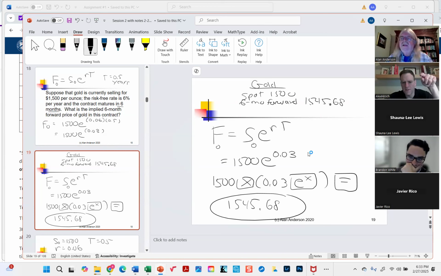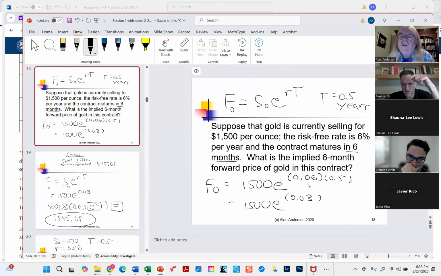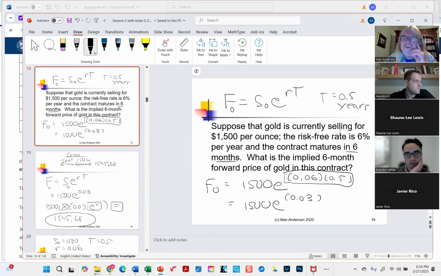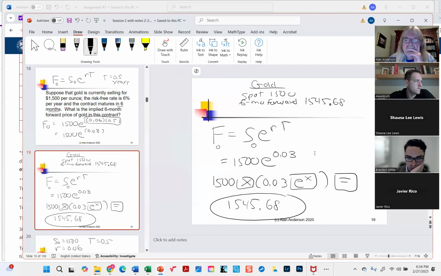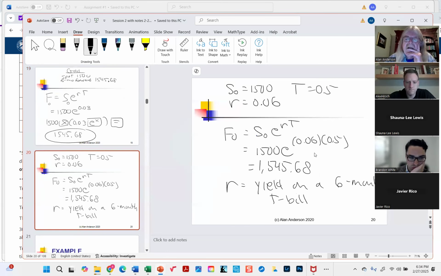But isn't this 3 months? No, this one should be no. Oh no, you know what it is? It's 6% but for 3 months, half a year. So it's 6 months. Right. Yeah, that's where the 0.03 comes from. It's 6%, but for only half a year. So that exponent becomes 3%. Right. Okay.